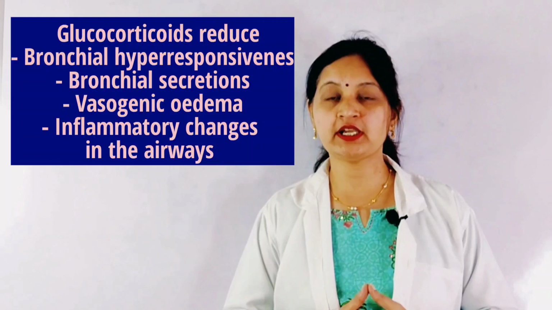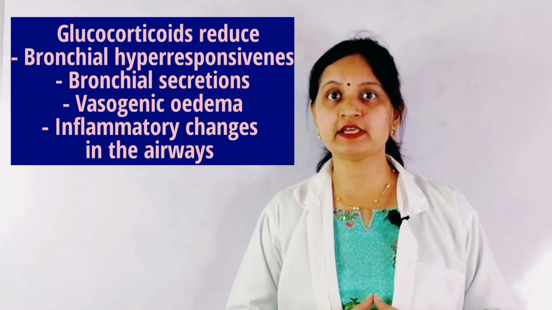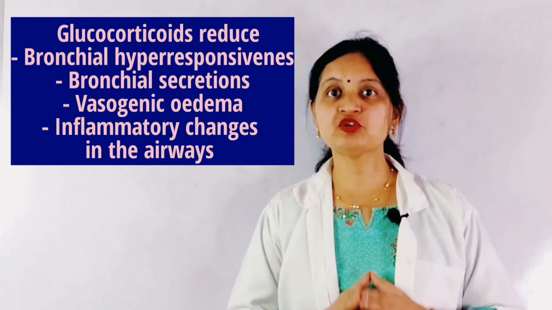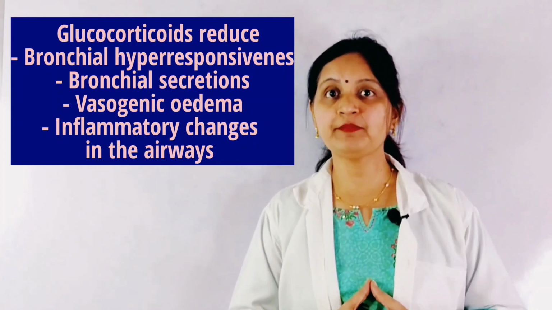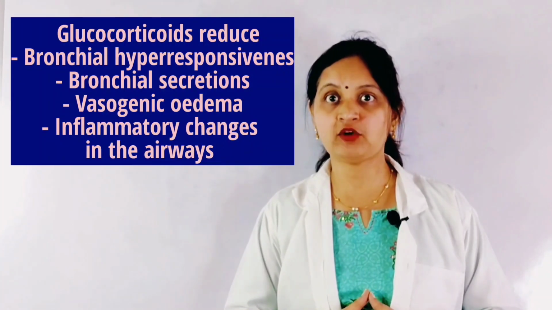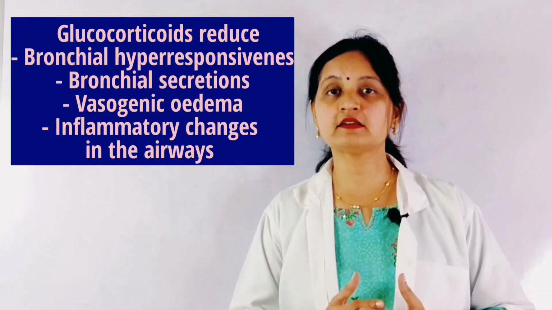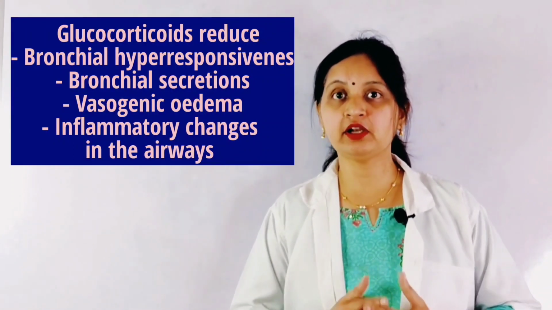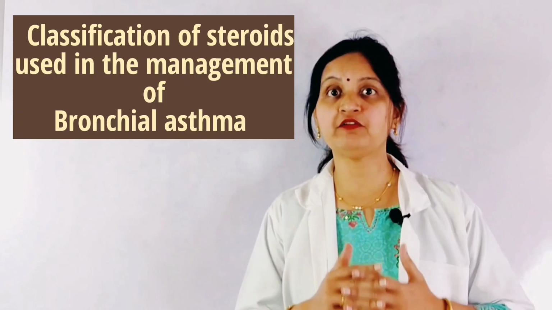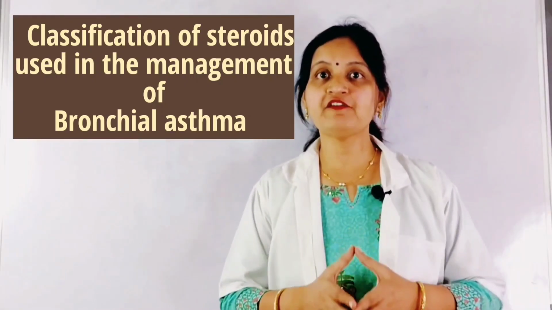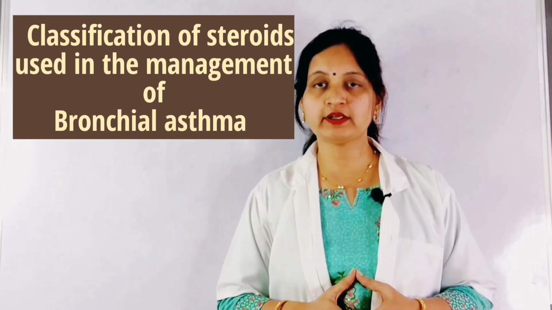In this way, glucocorticoids inhibit all kinds of inflammation and reduce bronchial hyperresponsiveness, bronchial mucus secretion, vasogenic edema, and recruitment of inflammatory cells and other inflammatory changes in the airways. Therefore, it is considered to be the drug of choice in chronic bronchial asthma, where inflammation plays an integral role. Glucocorticoids reduce the frequency of asthma exacerbations, prevent further asthma attacks, and help to improve the quality of life of the individual. So, how do we classify steroids that are used in the management of bronchial asthma?